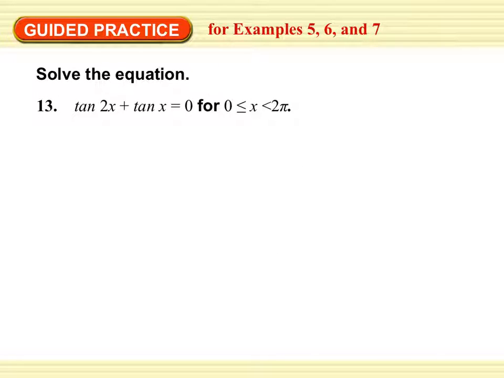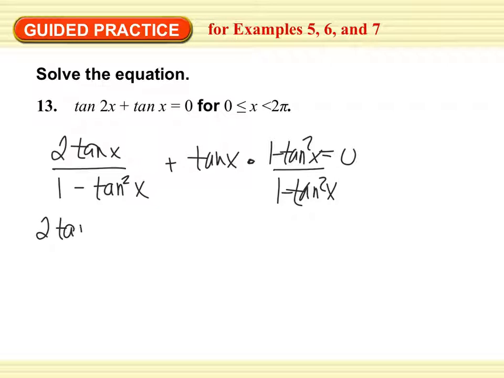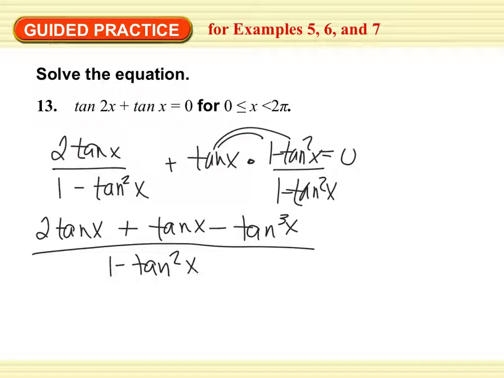All right, here's where we're solving. Let's see, I have tan 2x plus tan x. I do have a double angle formula for tan 2x. That would be 2 tan x over 1 minus tan squared x plus tan x equals 0. Let's try to get it all over the same denominator. I'm going to move this 0 over because I want to multiply this by 1 minus tan squared x over 1 minus tan squared x. So this is a hard one. 2 tan x plus, I'm going to distribute this, tan x minus tan cubed x, all over 1 minus tan squared x equals 0.